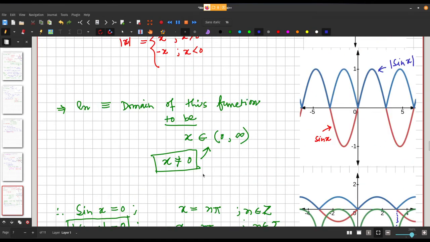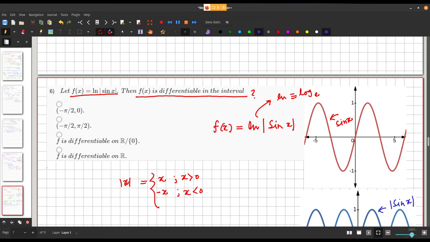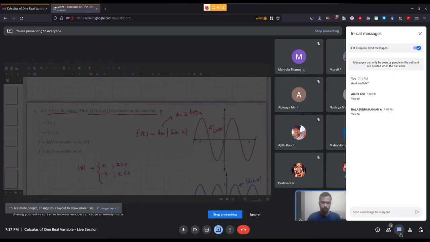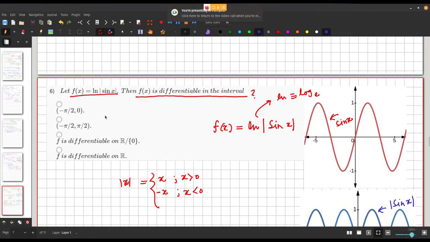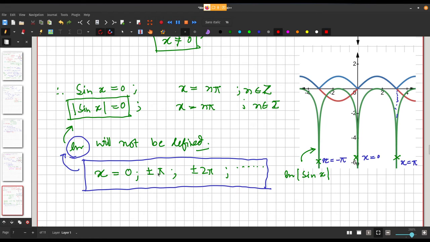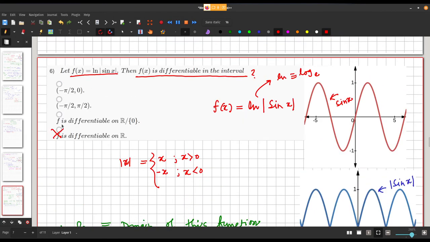So now we will tackle the problem. Let us first check from the bottom. f is differentiable on R. That is clearly not true, because there are many points on R, 0 plus minus pi plus minus 2 pi, where f is not differentiable. Also, f is differentiable on R minus 0, if we exclude the point 0. Then also, there exist points like x equal to pi, minus pi, where the function is not differentiable. So this is also incorrect.